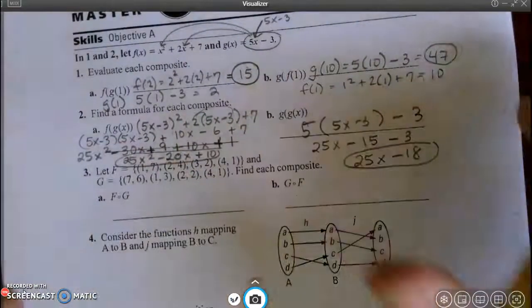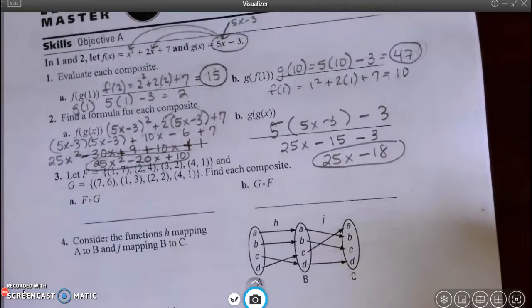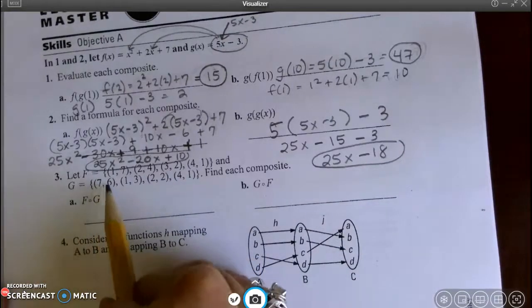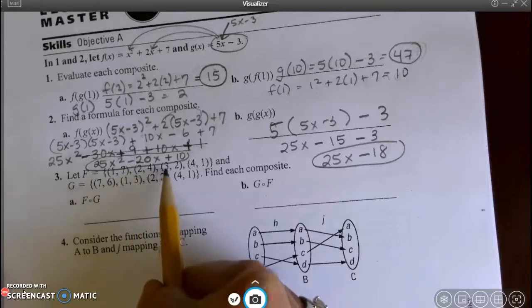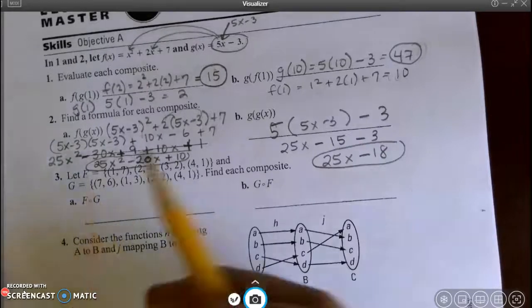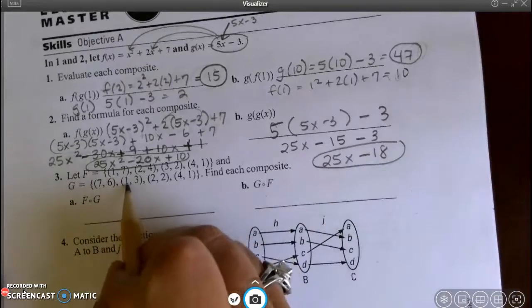Right, now for this next one, we're going to put the g function into the f function, which means I start at g and then I move to f. So in g, I begin at 7 and it takes me to 6. So now look for 6 in the f function. There is not a 6. There's only a 1, 2, 3, and 4. So for the first term, we can't use that one. Can't do anything with it. Let's go to the next term.